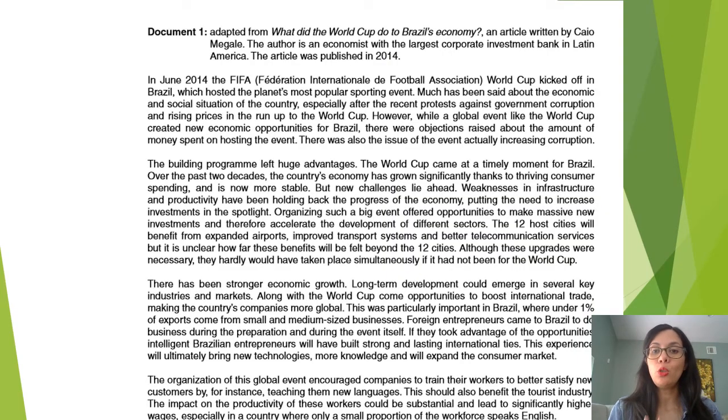So for example, I'm going to show you two passages from paper 1. These are past papers about hosting international sporting events like the Olympics or the World Cup and whether or not they're beneficial.